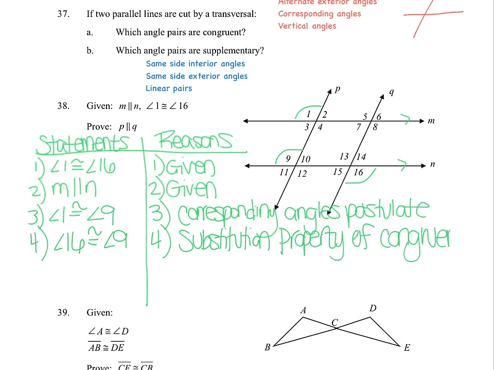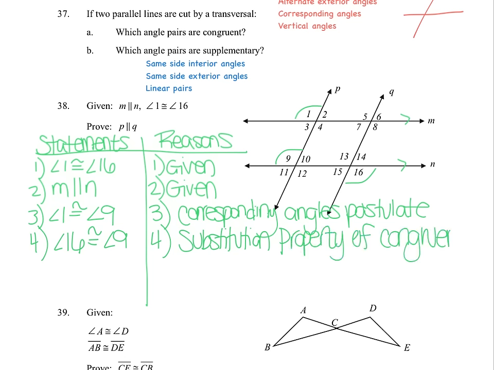So question 39, we're given this diagram right here, and we're told that angle A is congruent to angle D, and AB is congruent to DE. Well, I can see that I've got a set of vertical angles right here, so I know that I'm going to prove that these two angles are congruent. And then I can see that these two triangles are congruent by AAS. And therefore, I can prove CE is congruent to CB through CPCTC. So let's write out this proof.